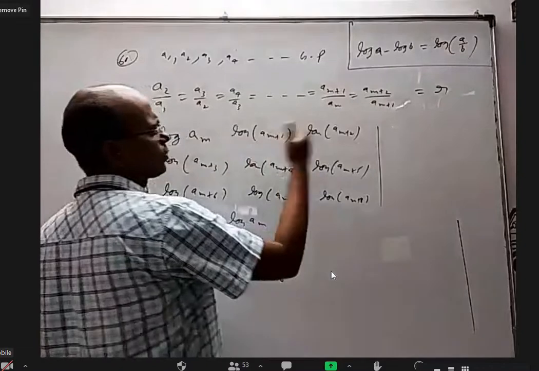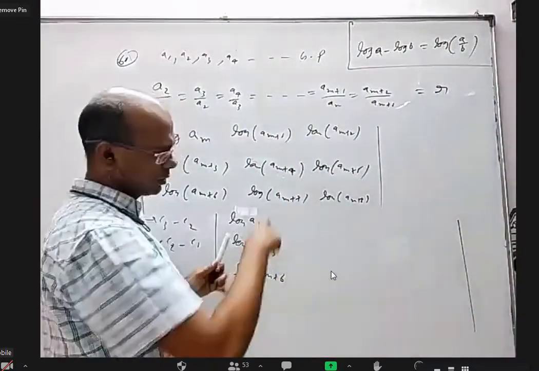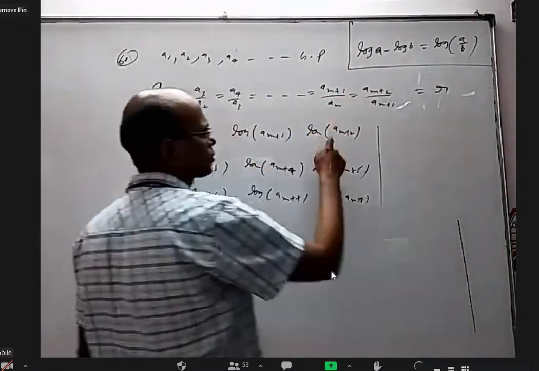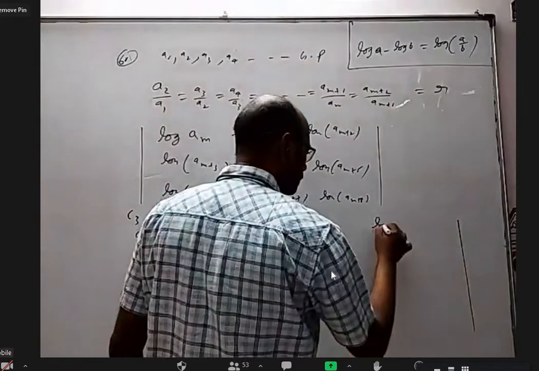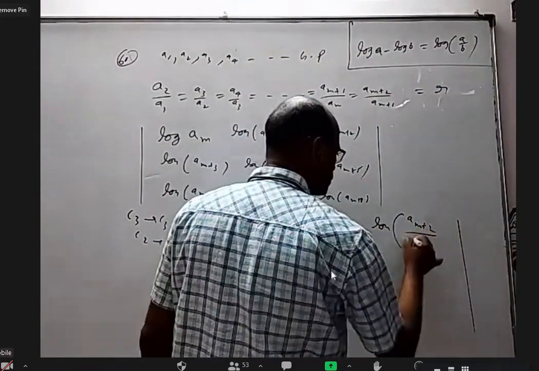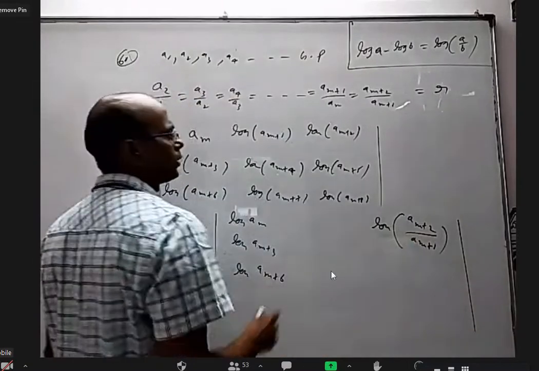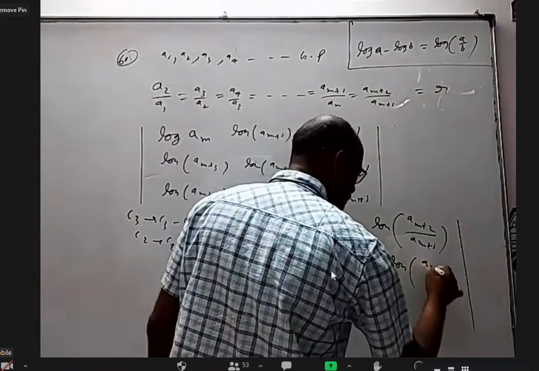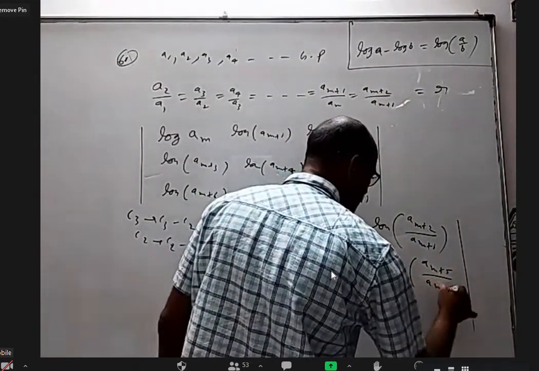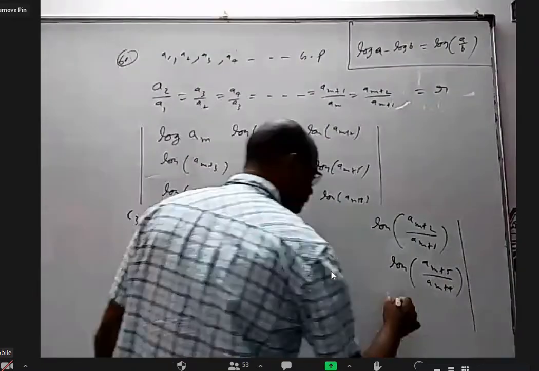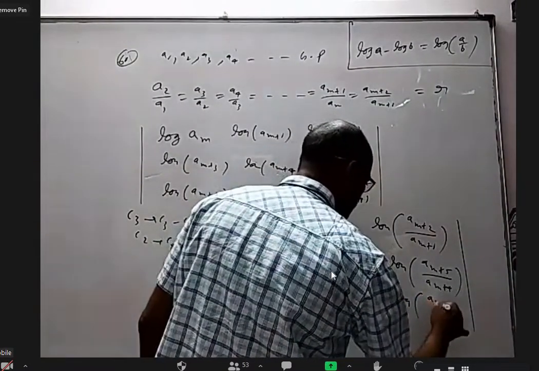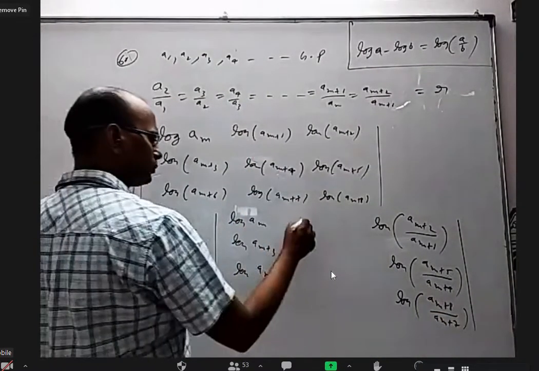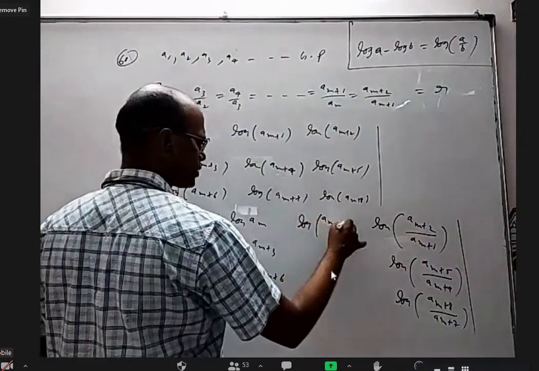Okay, from the third column, I have to remove the second column. I don't have enough place to write the detailed steps, so I'm writing this minus this. Log A minus log B is log A by B. So I'll directly write this minus this as log of AM plus 2 by AM plus 1. Similarly, this minus this, log A minus log B is log of AM plus 5 by AM plus 4. This minus this, log of AM plus 8 by AM plus 7. This minus this, log of AM plus 1 by AM.